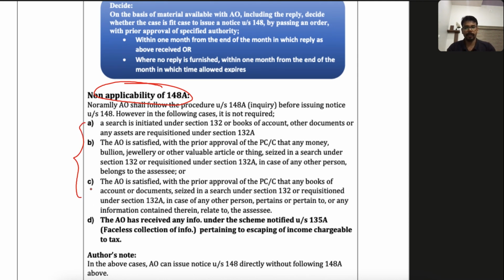Okay, so any search or requisition under 132A. So in this situation, 148A, not to comply. So what is the amendment? They have to comply with 148A, then only they can issue notice under 148. But in this situation, the compliance with 148A is not required.